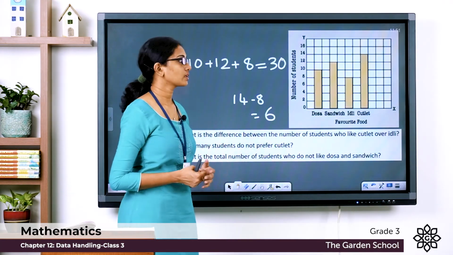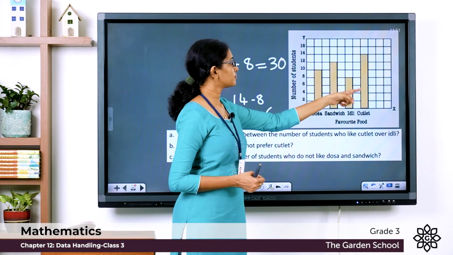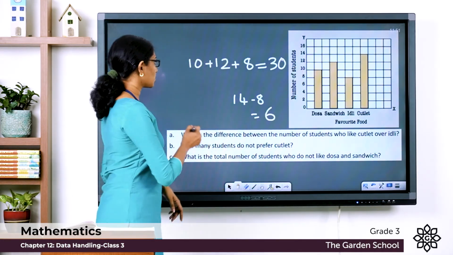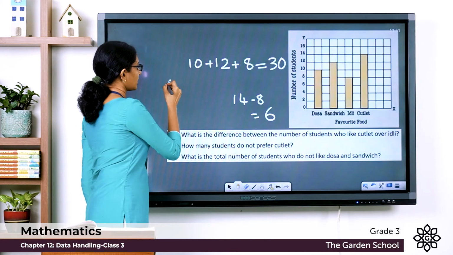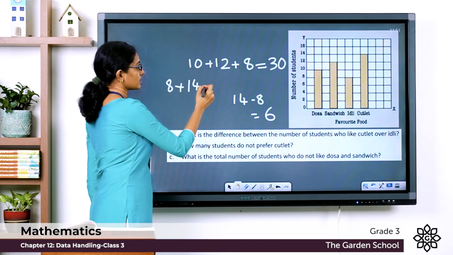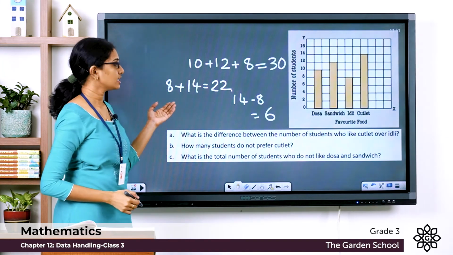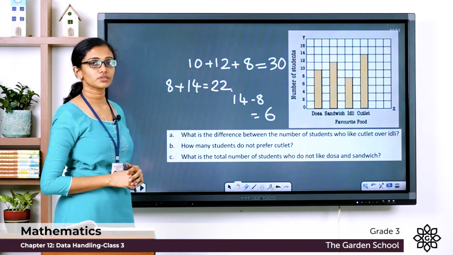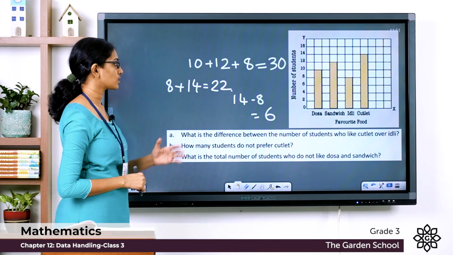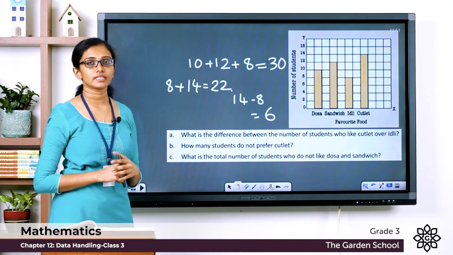So what is the sum? That is 8 plus this 14. What is 8 plus 14? 8 plus 14 is equal to 22. That is the number of students who like idli as their favorite food plus the number of students who like cutlet as their favorite food. And the total number is 22.